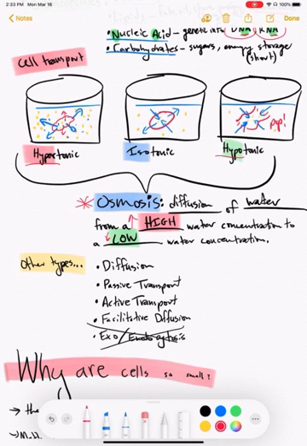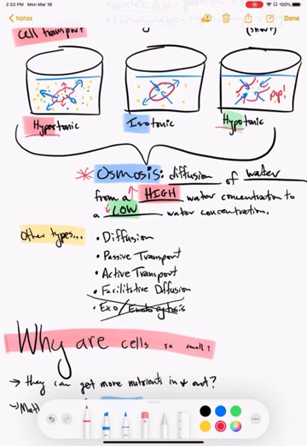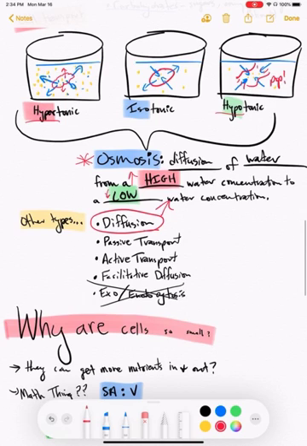Other types of cell transport. So this is technically a diffusion. Make this a little bigger. This is a diffusion, but there's also passive transport, active transport, and facilitated diffusion. So for example, active transport needs energy, like ATP, and that's when it's like pushing the boulder up a hill. It doesn't want to go that way, but it's forcing it to, so it charges some energy.